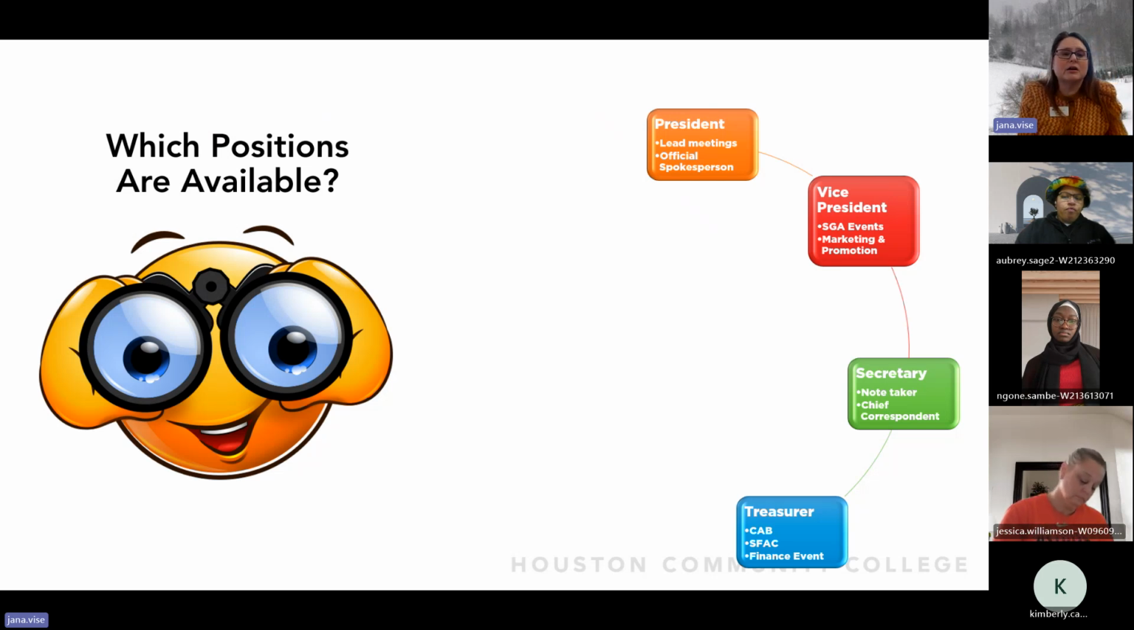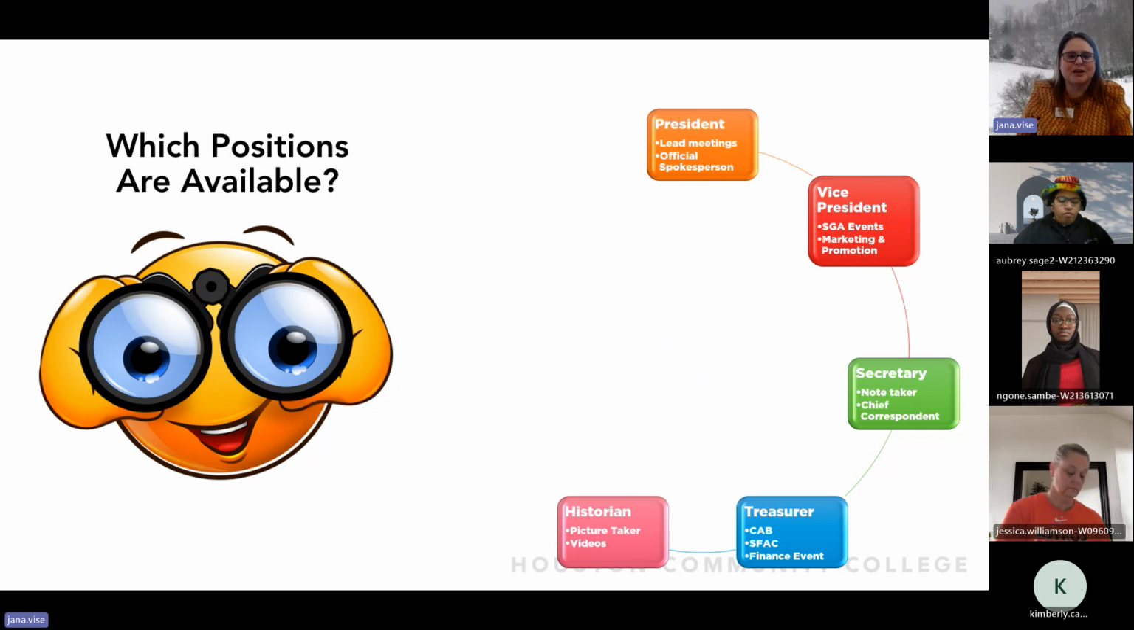They hold CAB meetings, which is College Activities Board, where student organizations can come and ask for money. They also sit on the Student Finance Committee, which CAB is a subcommittee of. And then they do a finance event each semester. The historian is our official picture taker, makes videos, scrapbooking, helps collect all those memories we're making.